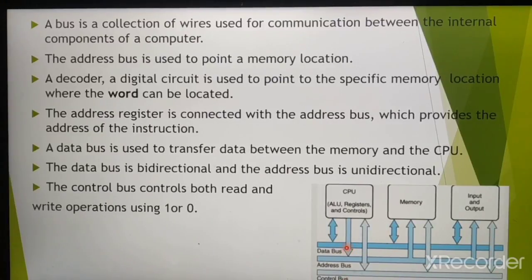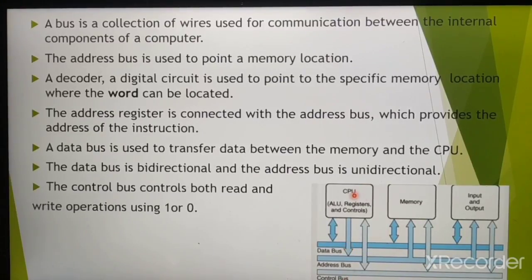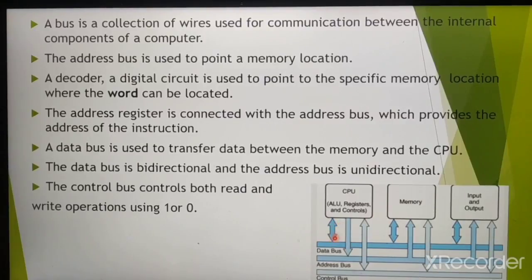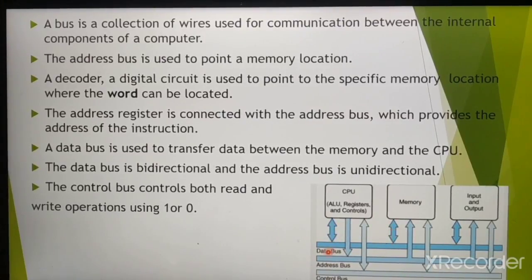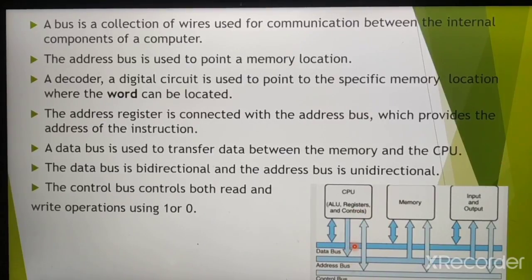Data bus carries data information from one component to another component, like processor to memory and memory to processor. Here it is two-way communication. Data bus is two-way communication. You can see it in the arrow. But address bus carries the address information from processor to memory only. It is one-way communication. You can see this arrow. This control bus controls both read and write operation using the signals of 1 and 0.